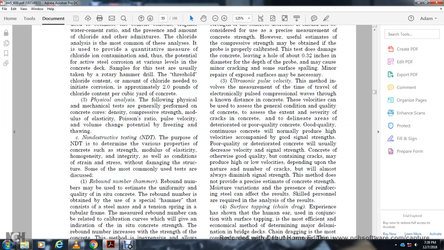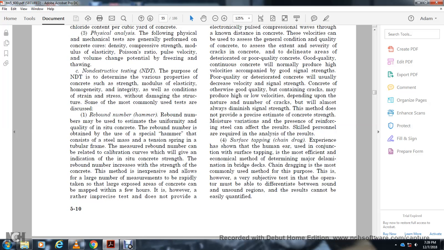Good quality continuous concrete will normally produce high velocity accompanied by good signal strength. Poor quality deteriorated concrete will usually decrease the velocity and signal strength. Concrete of otherwise good quality but containing cracks may produce higher or lower velocity depending upon the nature and the number of the cracks, but will almost always diminish signal strength. This method does not provide a precise estimate of the concrete strength. Moisture variation and the presence of reinforcement steel can affect the result. Skilled personnel are required for the analysis of the result.